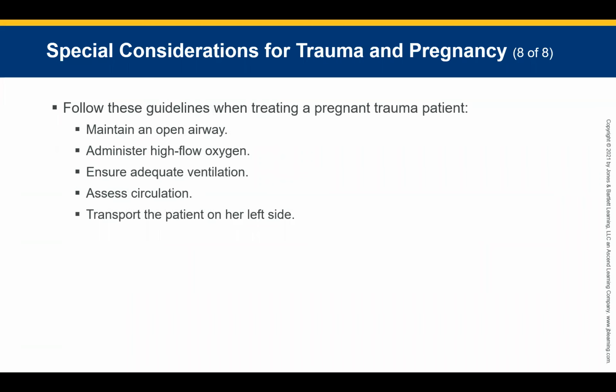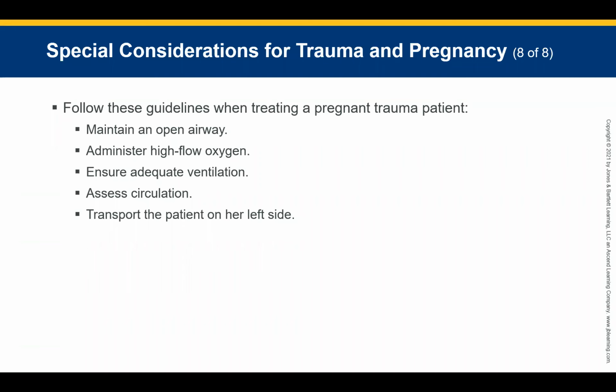So we're going to maintain an airway. You're going to be prepared for and anticipate vomiting. Administer high flow O2 and ensure that there is adequate ventilation. If the patient's ventilations are inadequate, provide or assist ventilation with a bag valve mask and 100% oxygen. Assess circulation. We're going to control external bleeding if there is any, and maintain a high index of suspicion for internal bleeding based on our MOI.